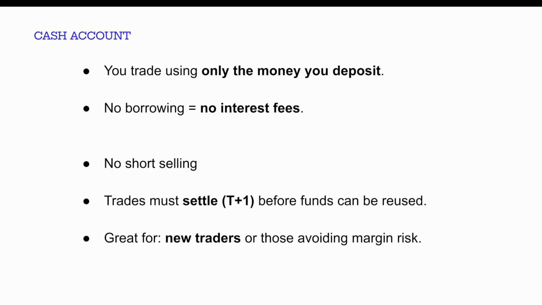For a cash account, you trade using only money you deposit. That means if you put in $1,000, you have $1,000 worth of buying power. You don't borrow money, which means you don't have any interest fees or any worry about not paying back. You also can't short sell as a result of this. Short selling basically means that you think the stock is going to go down, you think it's bearish.